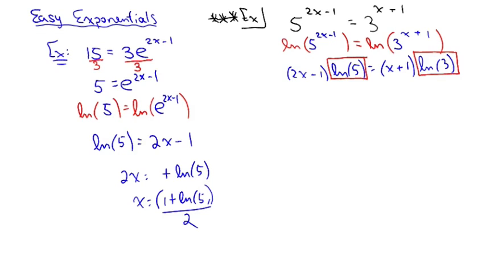So what I like doing is replacing ln of 5 with just the letter A, capital A, and replacing ln of 3 with the capital letter B, and just rewriting the whole thing in terms of A and B. So this becomes 2x minus 1 times A is equal to x plus 1 times B. And it makes it look a little bit nicer, I guess. How would you solve for x in the red equation? What would you do first? Divide by? Multiply what?